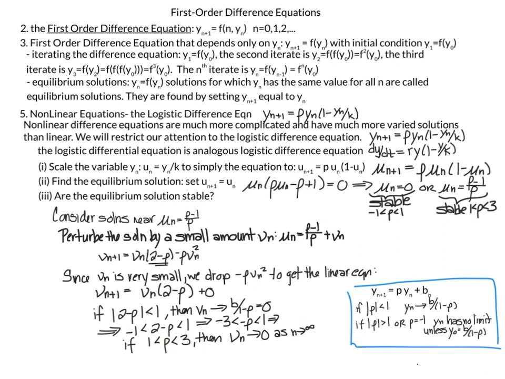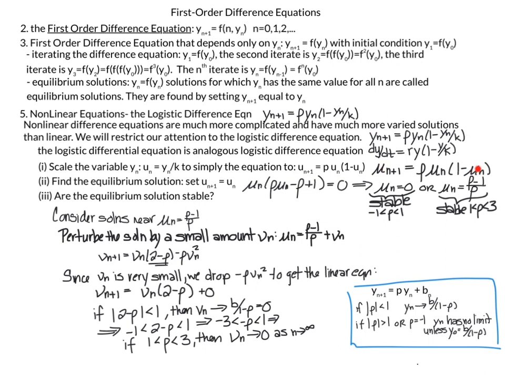Then Vn approaches 0 as n approaches infinity. So this is also a stable solution when rho is between 1 and 3. And now we have answered all three questions. We have found our equation.